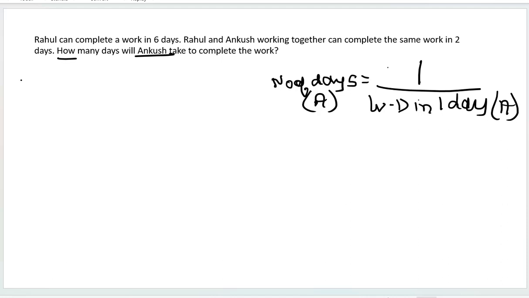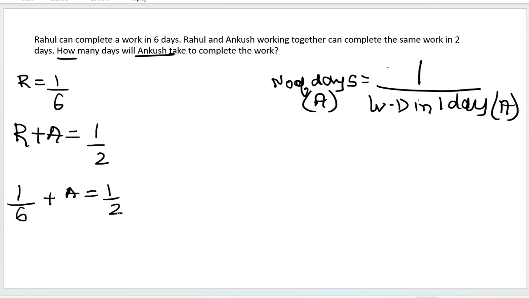Rahul can complete a work in 6 days. So instead of Rahul, we associate the number 1 by 6. Rahul and Ankush can complete the same work in 2 days. So therefore, here we associate Rahul plus Ankush as 1 upon 2. Now we have Rahul's value and we have 1 by 2 for Rahul plus Ankush. We want Ankush's value. So instead of R, we put 1 by 6 plus A will become 1 by 2.